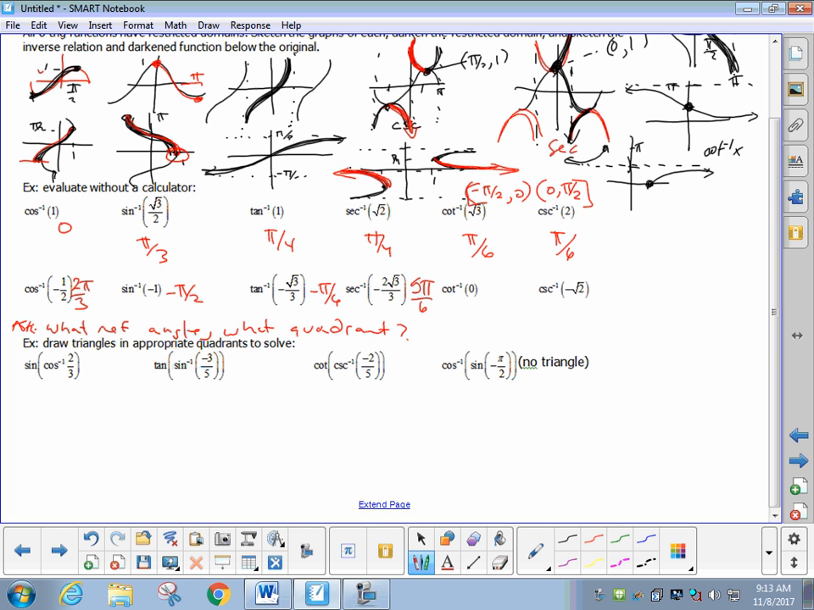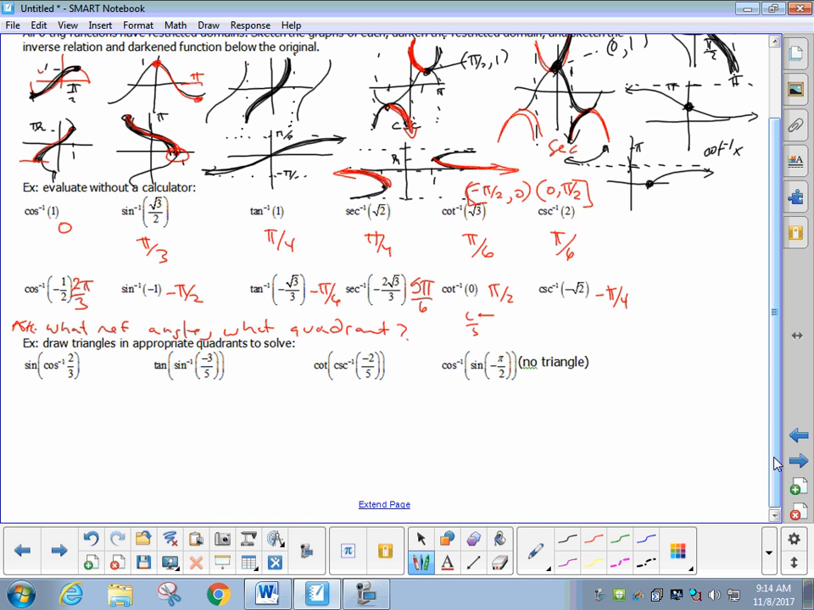Inverse cotangent of 0 would be, I guess you could say it's like where tangent is undefined. Where is tangent undefined or cotangent is 0? It is pi over 2. Remember, you're talking cosine over sine. Cosine is 0 at pi over 2. Inverse cosecant of negative root 2, that's like sine. Root 2, I see pi over 4s. So pi over 4 and negative would be negative pi over 4 because sine is in the first and the fourth. Okay, how'd those go?